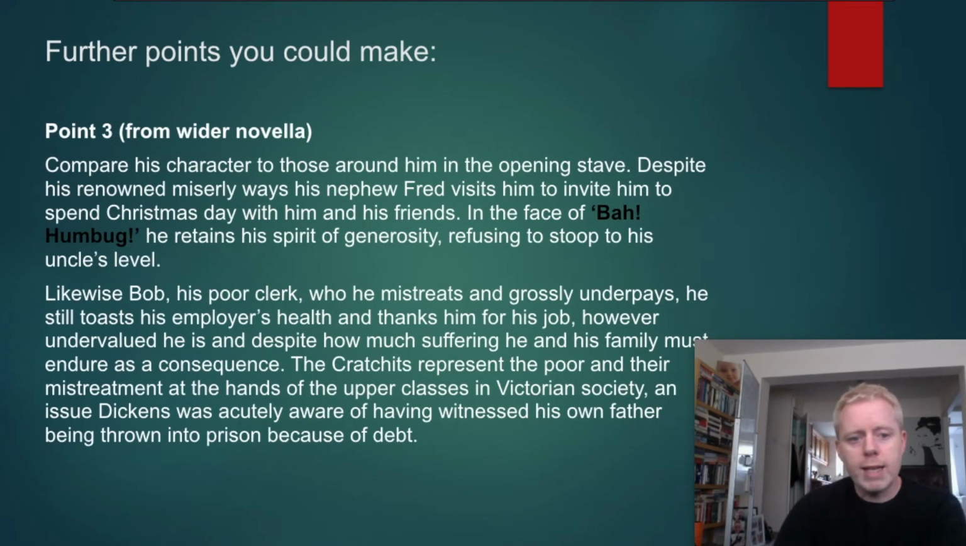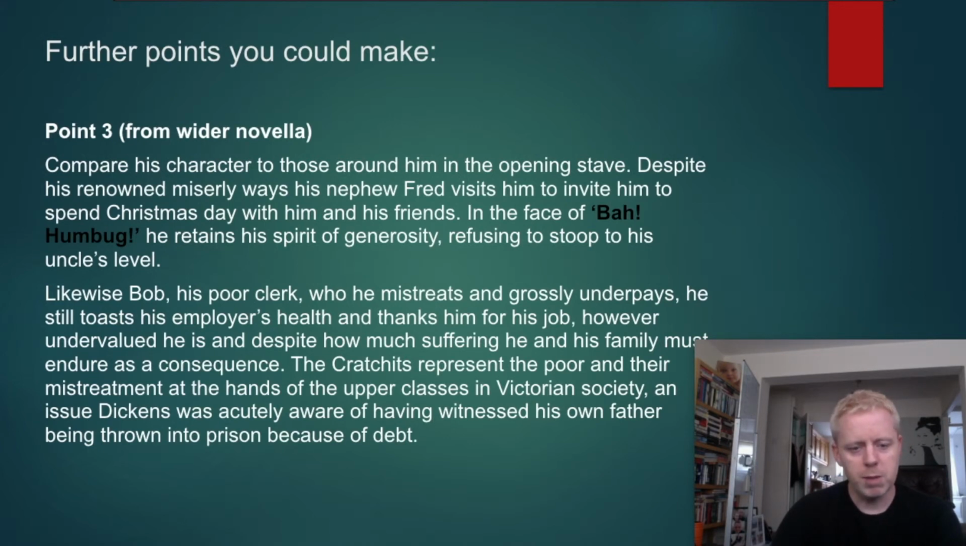Point 3, from the wider novella. Compare his character to those around him in the opening stave. Despite his renowned miserly ways, his nephew Fred visits him to invite him to spend Christmas Day with him and his friends. In the face of "bah humbug" from Scrooge, Fred retains his spirit of generosity, refusing to stoop to his uncle's level. Likewise, Bob Cratchit, his poor clerk, who he mistreats and grossly underpays, still toasts his employer's health and thanks him for his job, however undervalued he is, and despite how much suffering he and his family must endure as a consequence.